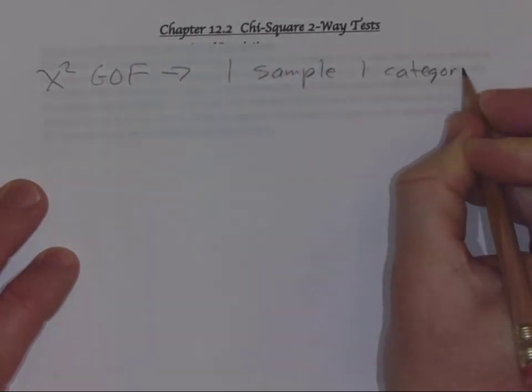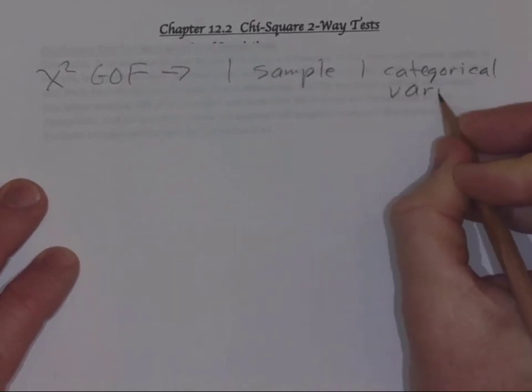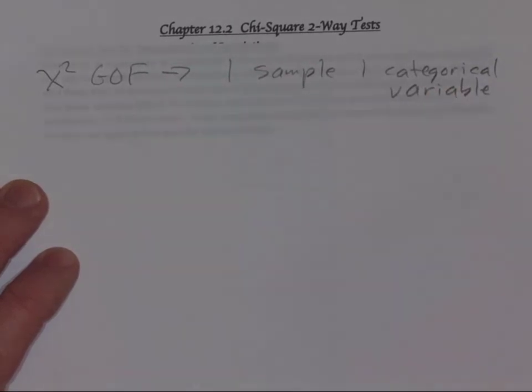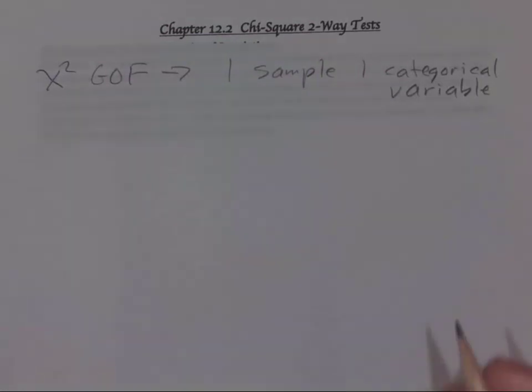And there'll be hypothesized values for the variable. It'll say it is thought that in this city 30% of people are Republican and 40% are Democrat, and then the rest are other. So there'd be just one sample and one variable. That's chi-squared goodness of fit.